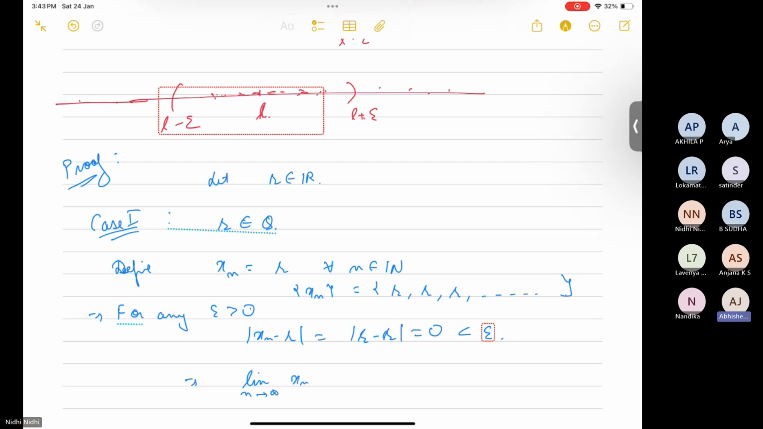Ma'am, can you explain this again? The constant sequence, how is it converging to R? Yes. Okay.